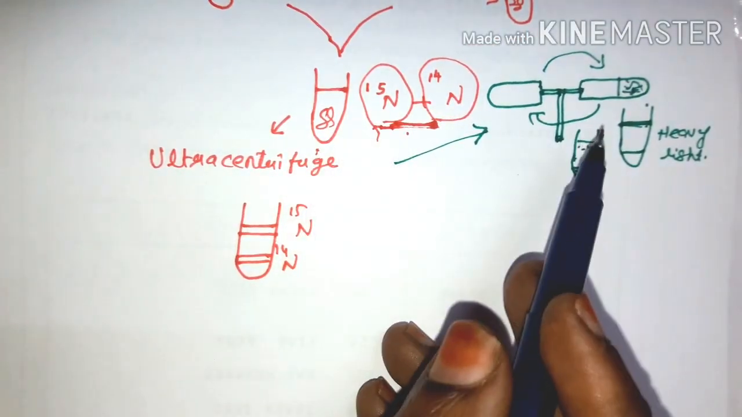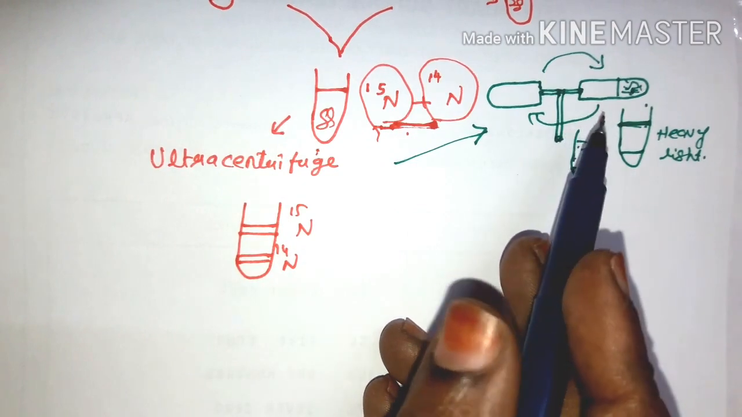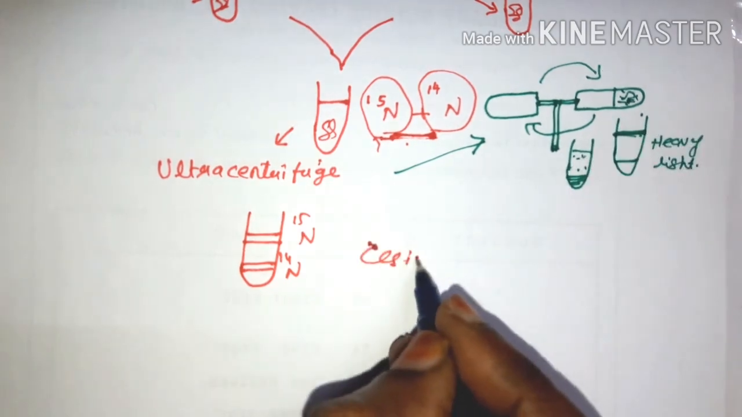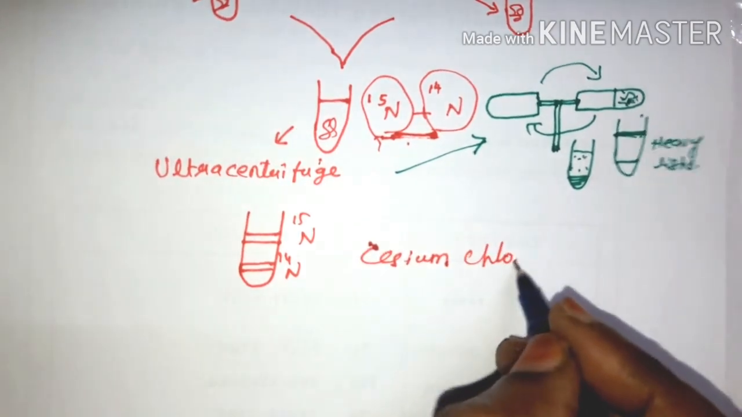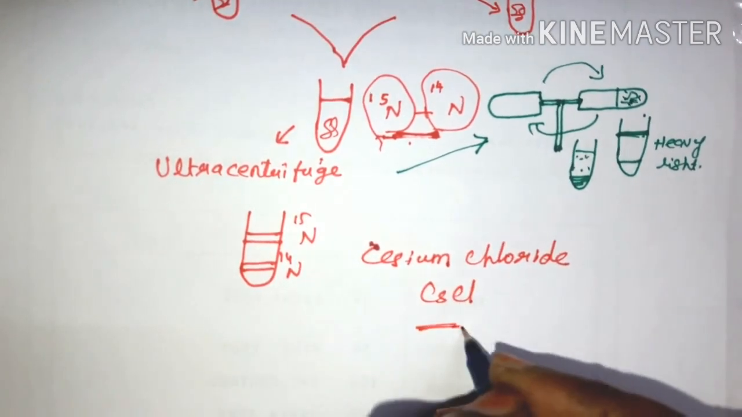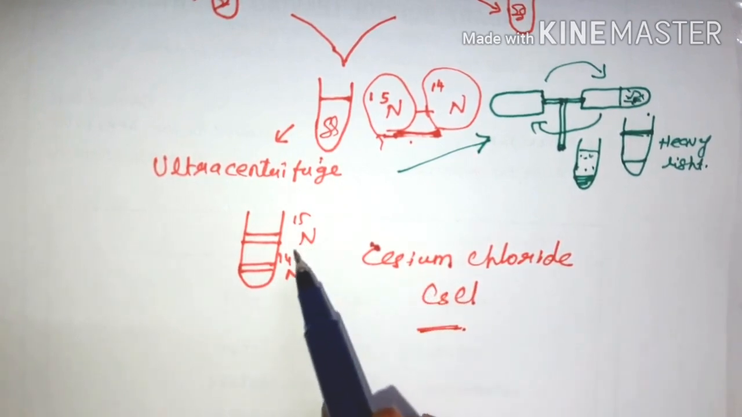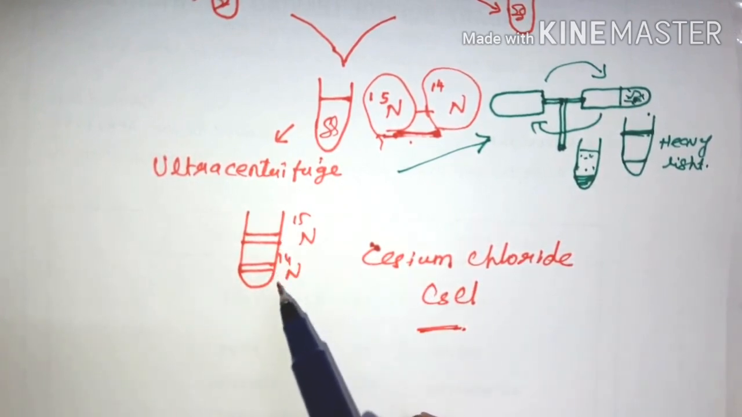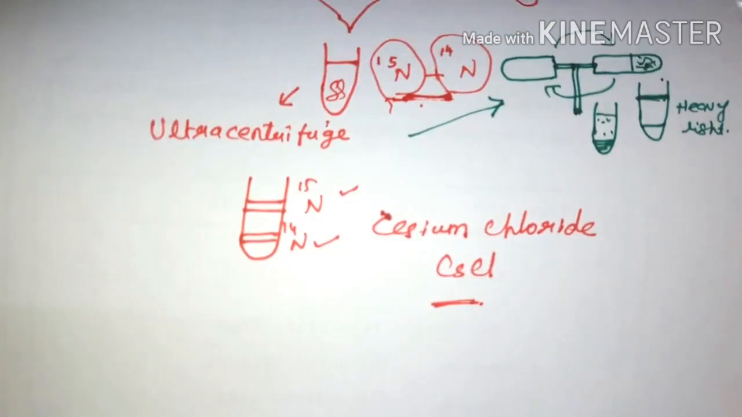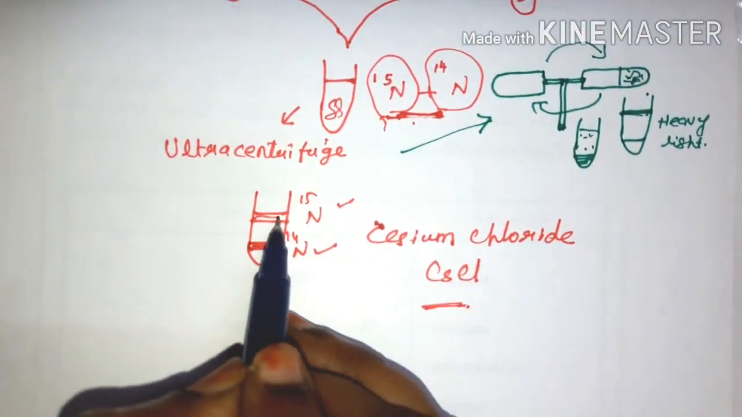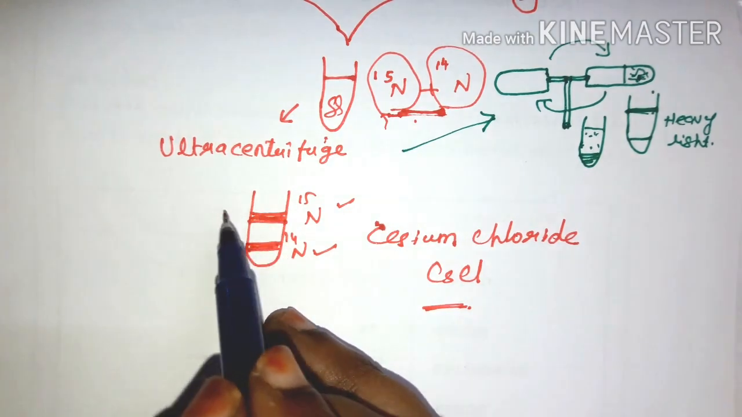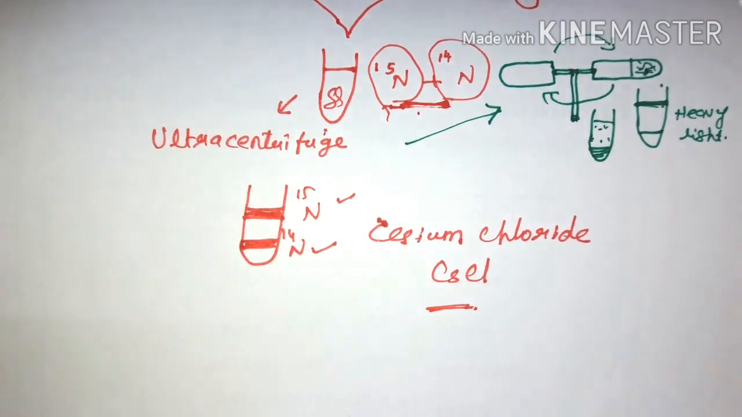After mixing this, before going to the ultracentrifugation, they treat the solution with the help of cesium chloride, so that it will separate the bands or distinguish N14 and N15 by color. They will settle down as two different colored bands, so that we can identify them and also separate them from the medium.